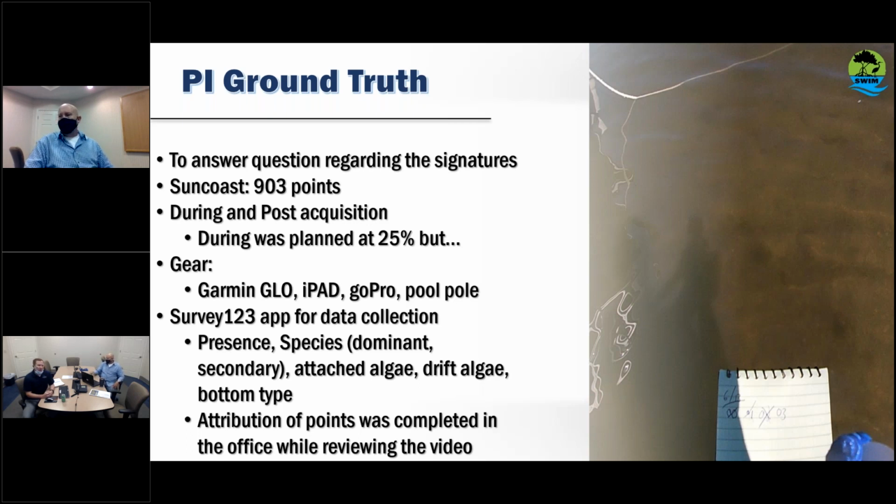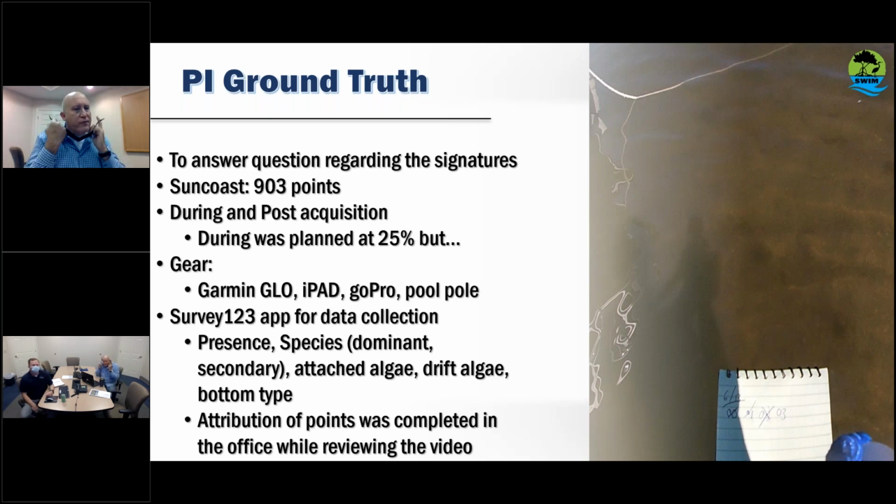And on the boat, we also have the Survey 123 app for our field data collection, and we're recording presence, dominant and secondary seagrass species, attachment, drift algae and their extent, bottom type, and any other notes. And normally we're completing that attribution of the points in the field while reviewing the imagery, the GoPro video on the computer. Thanks, Chris. Yep, you bet.